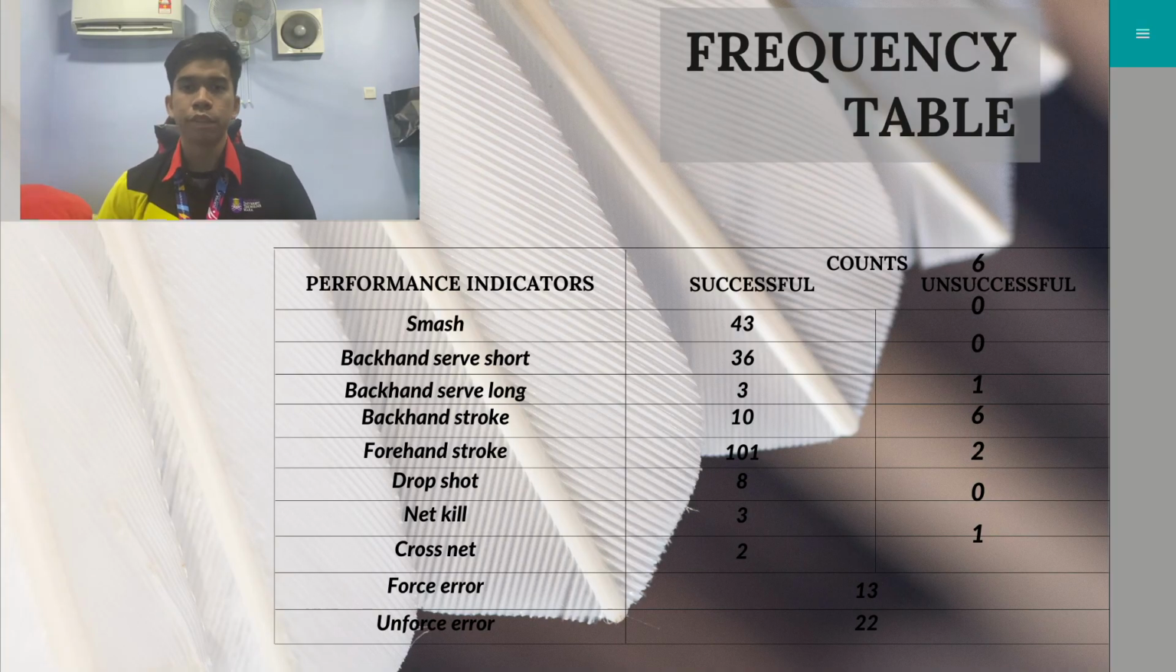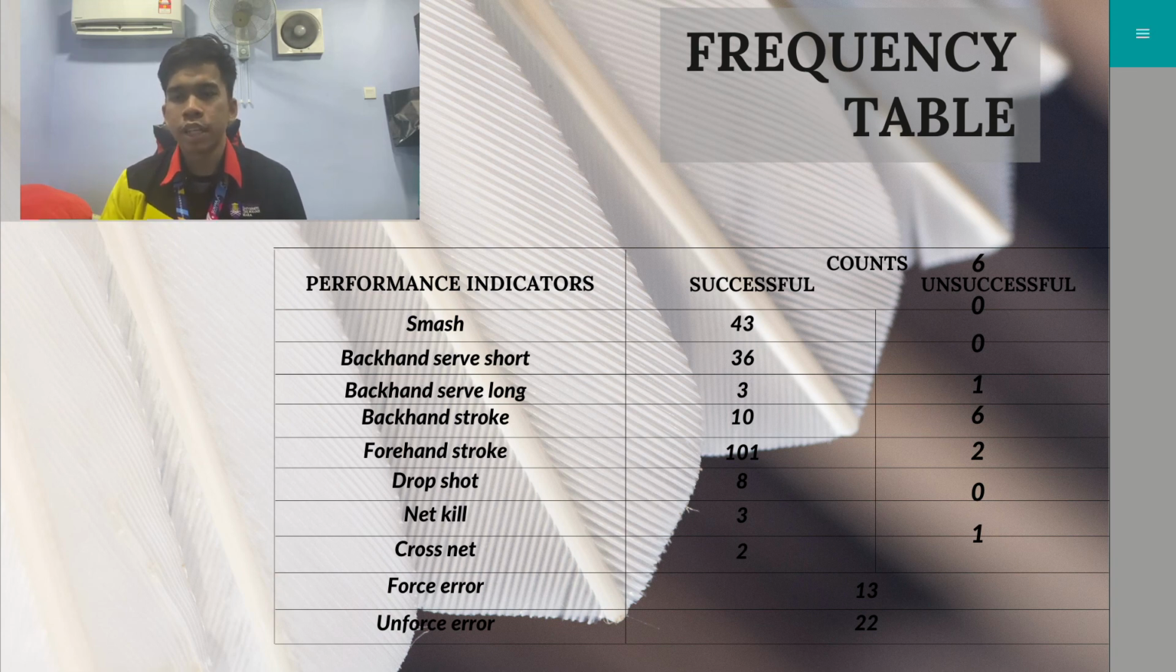Now we will talk about frequency table. What is a frequency table? A frequency table is used to analyze how many successful and unsuccessful attempts there are in each of the performance indicators. Now let's take a look at this frequency table. So the first one is smash. There are a total of 49 smashes executed by Lee Zii Jia, and 43 of them are successful and 6 of them are unsuccessful.